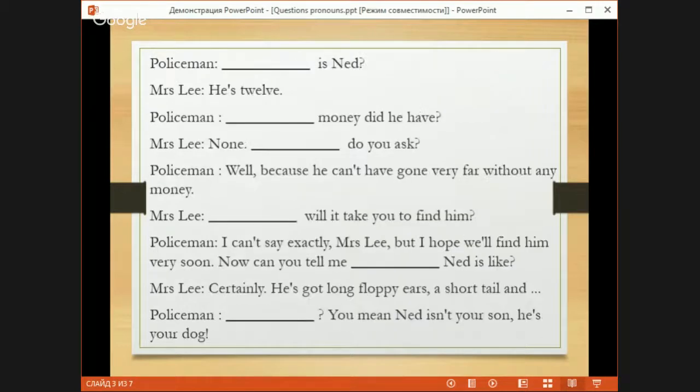Let's finish this conversation. Again, you've got a minute to think what kind of question pronoun you should use.